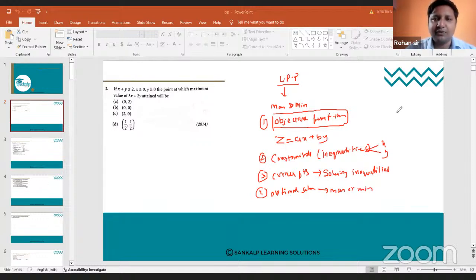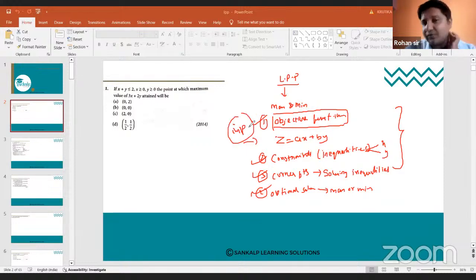So you need to know these points. First is the objective function, next constraints, corner points, and then the optimal solution. These are some basic terms you need to know. In LPP, we are trying to find out the maximum or minimum value of the objective function. This is our important work in such types of questions.